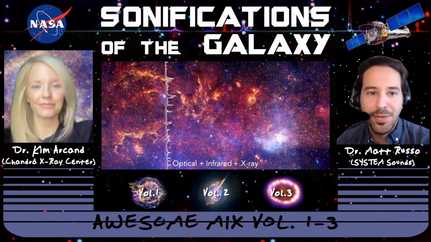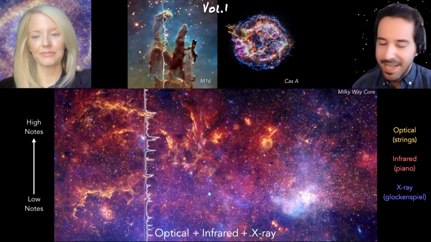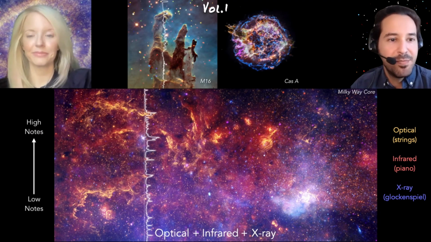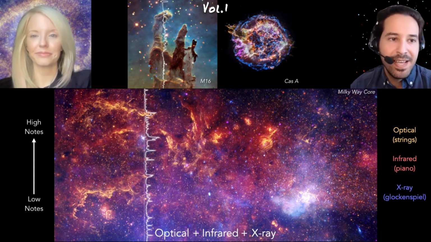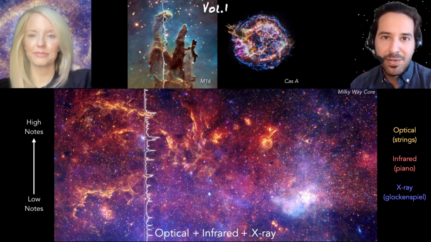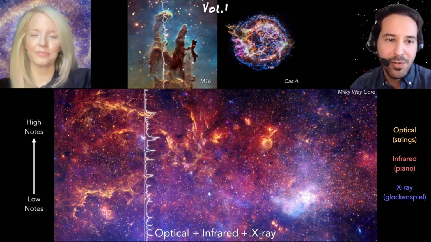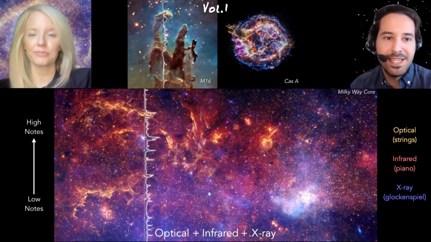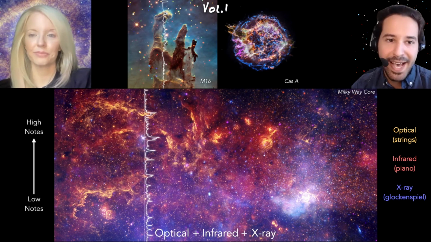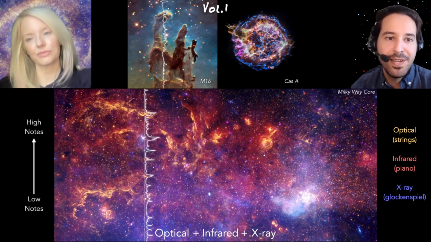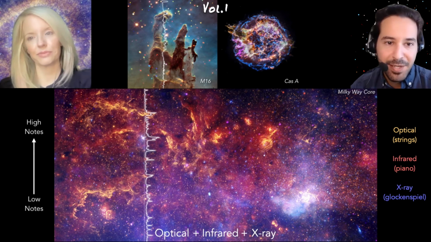So we'll start with volume 1. In this set, we did the Pillars of Creation, M16, and that was a left-right scan. It's a typical image sonification technique. It's also known as a reverse or inverse spectrogram. And with Cas A, we did something else. We did radial paths from the central neutron star out through the nebula.